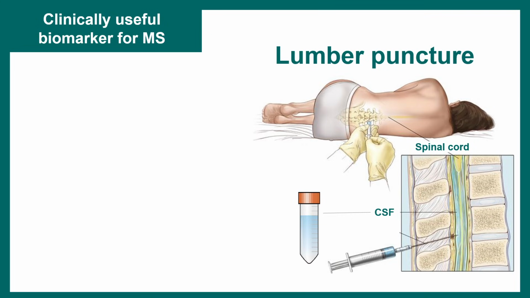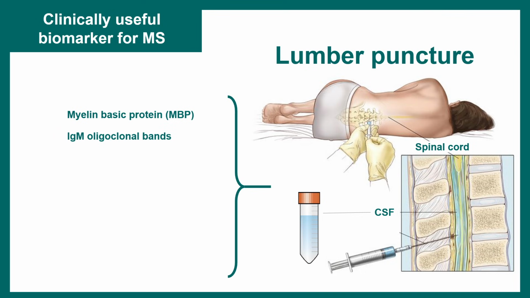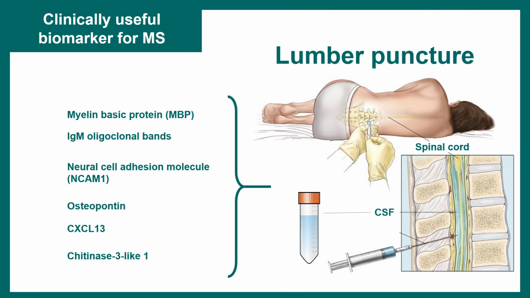Now, there are many clinically relevant biomarkers which have been discovered for multiple sclerosis. All of these are basically CSF derived biomarkers. So lumbar puncture followed by proteomic studies found that myelin basic protein, IgM, oligoclonal bands, neural cell adhesion molecules or NCAMs, osteopontin, and CXCL13, all of these proteins can serve as important biomarkers for multiple sclerosis. All these biomarkers can also be monitored in the early stage of the disease progression. So the prognosis might be better if we consider these biomarkers for diagnosis.